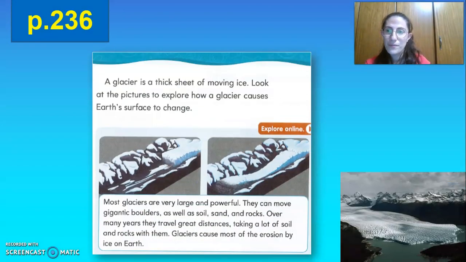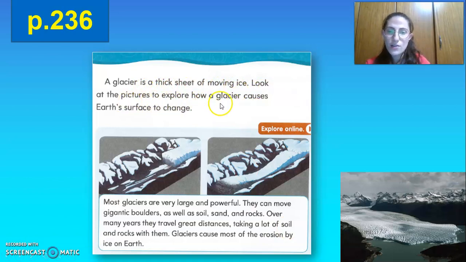We move on. We open to page 236. In this section, we're going to learn how erosion by ice occurs. Erosion by ice occurs generally through something called a glacier. Let's check out what a glacier is. A glacier is a thick sheet of moving ice.